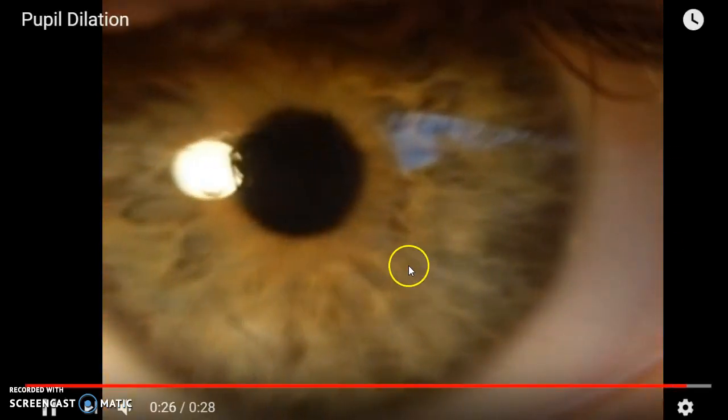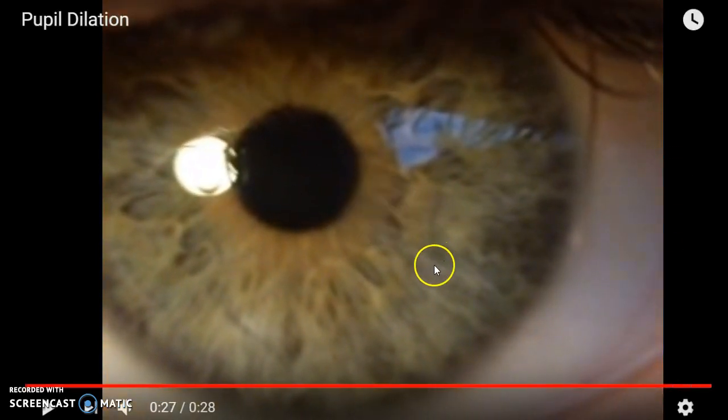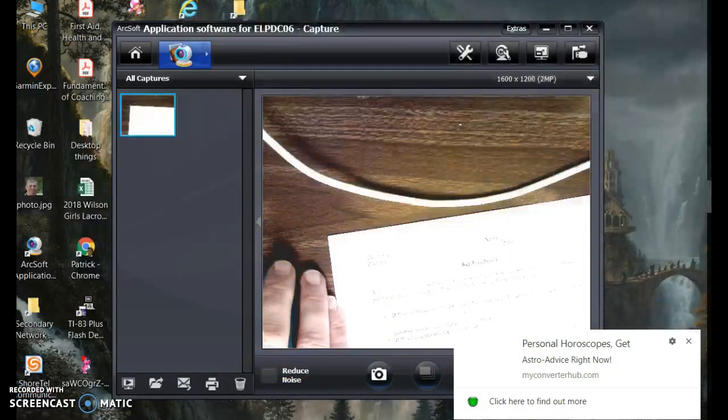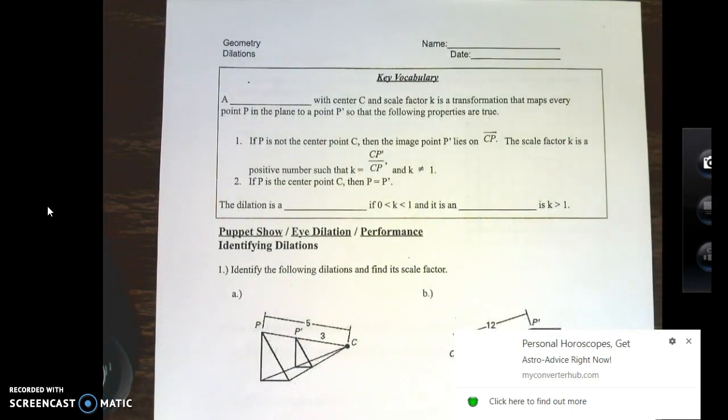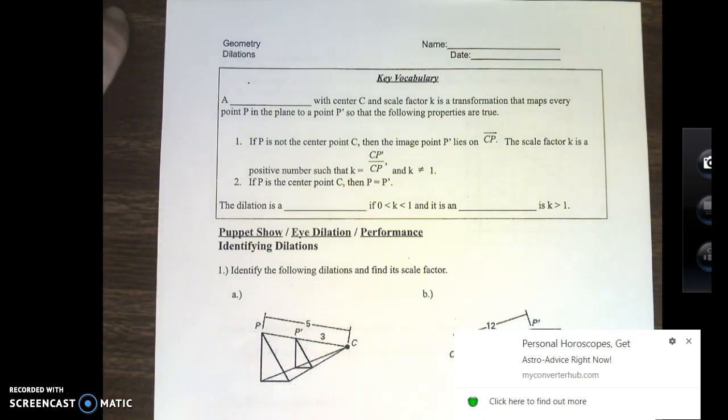Those of you that have glasses have probably had your eyes dilated before. We're going to talk today at length about what a dilation is and how we can view it in geometry. A dilation takes effect in a lot of different places, but the eye is one place where this really does happen.